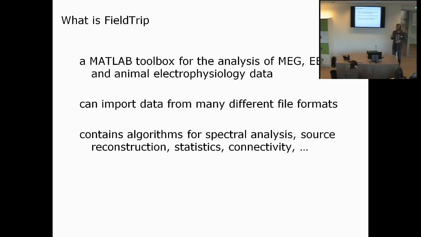for EEG and for MEG, but we also started using it for animal electrophysiology, and nowadays we're also starting using it for NIRS, sometimes for fMRI. Basically any type of time series data can be analyzed using FieldTrip, but there's a strong focus on EEG and MEG because of the special properties that they have.